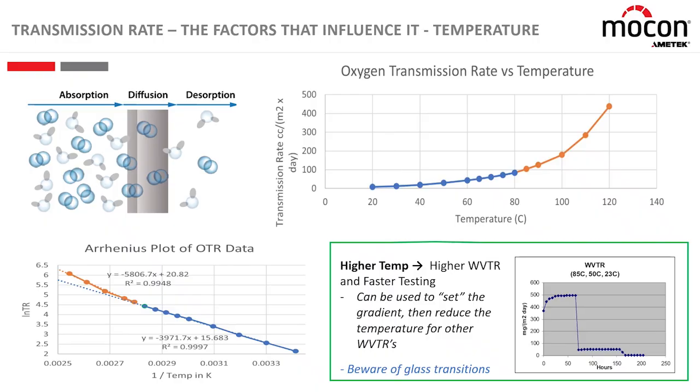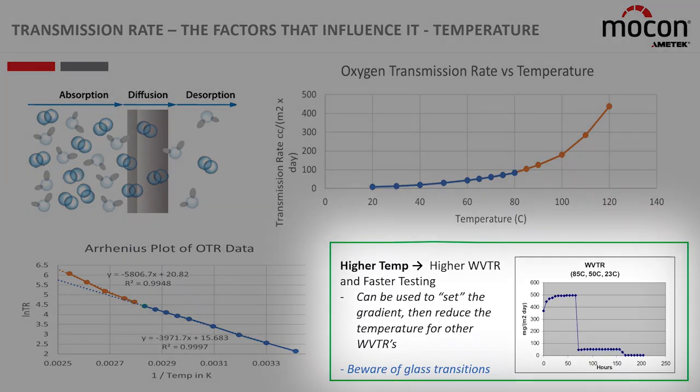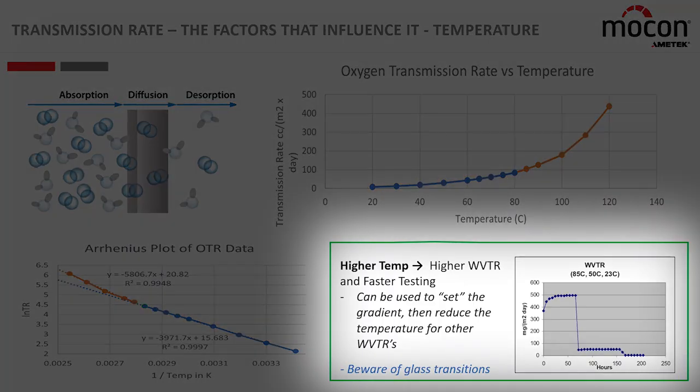Also, something to show off is that high temp testing makes the test faster. It gives us these higher transmission rates I talked about, but with those molecules moving faster, the time to equilibrium is also much faster. An example here in the lower right is a graph of a material tested for its water vapor transmission rate at 85C, then 50C, then 23C. At 85C, we can see that within about 24 hours, it comes up to a nice equilibrium level, and it stays constant over another 24 hours.